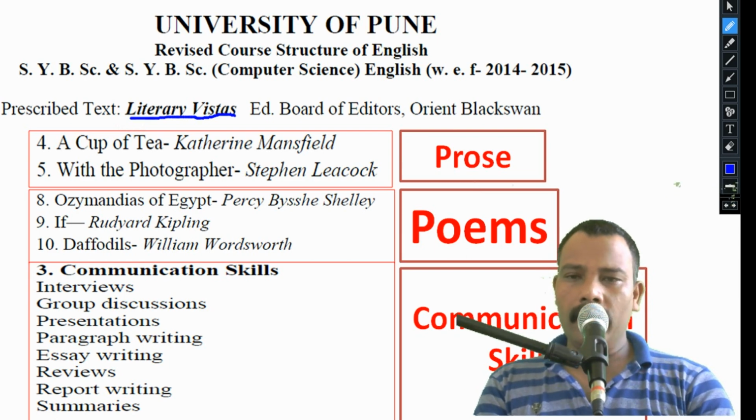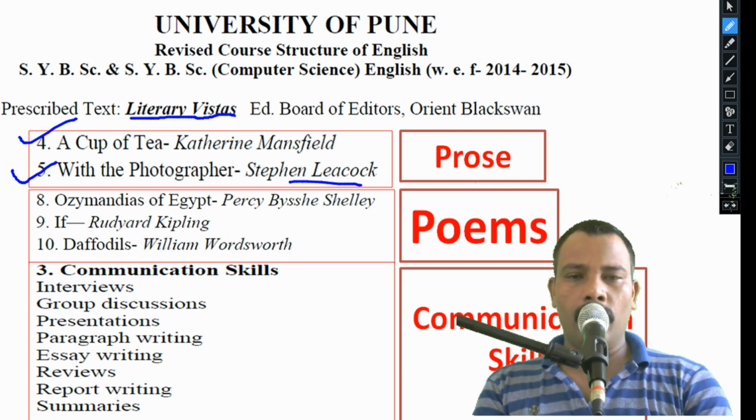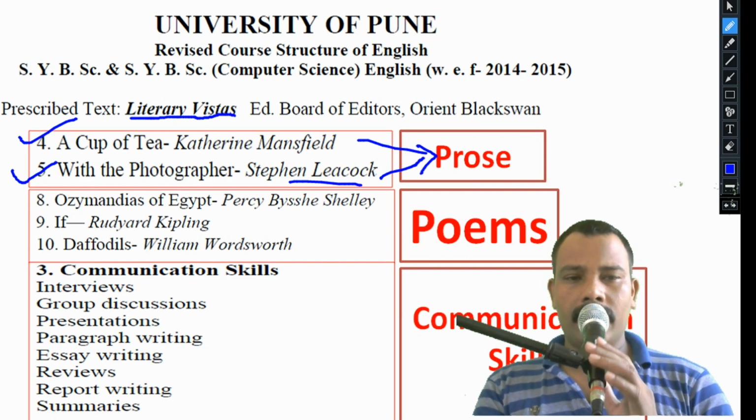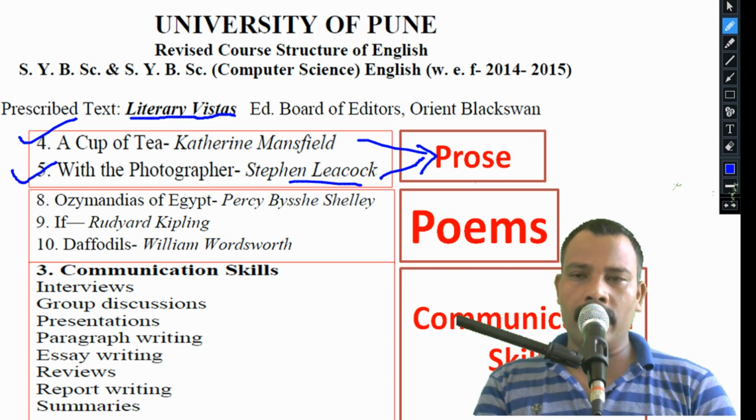Already I told you that. There are two prose pieces. One is A Cup of Tea by Katherine Mansfield, and the second is With the Photographer by Stephen Leacock. Both are prose articles. I am deliberately telling you this analysis so you can understand the question paper pattern. You must know the syllabus.